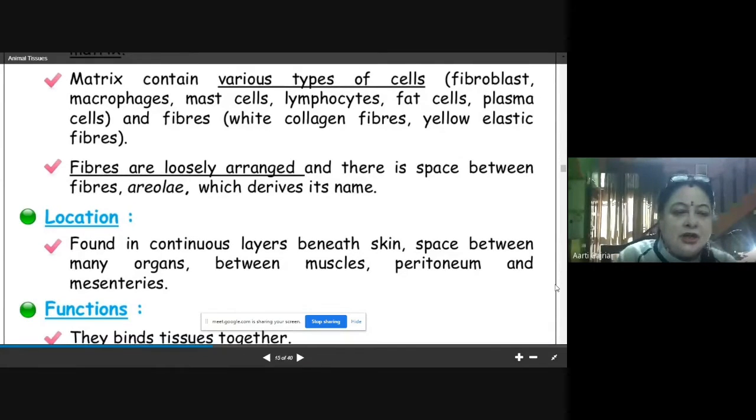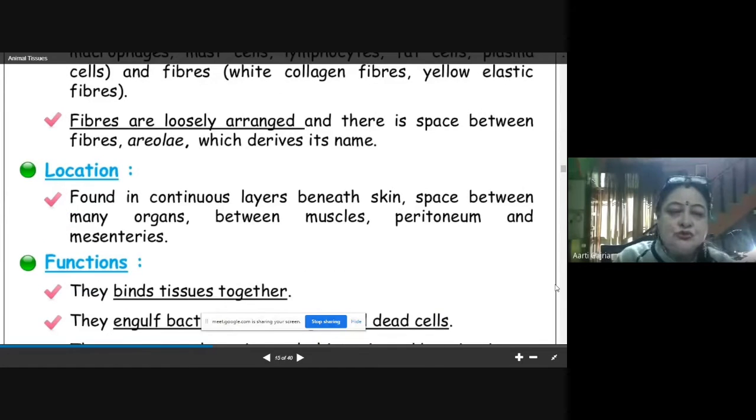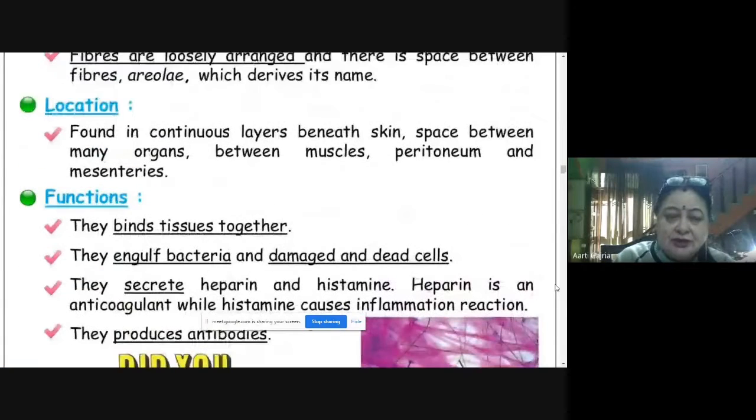And if you see the function of this areolar tissue, they bind tissues together, they engulf bacteria because they have the macrophages. So they are defending, they are protecting our body from foreign germ cells. Whenever there is entry of any bacteria, they engulf it. Engulf means they eat it, and the damaged and dead cells they also remove.